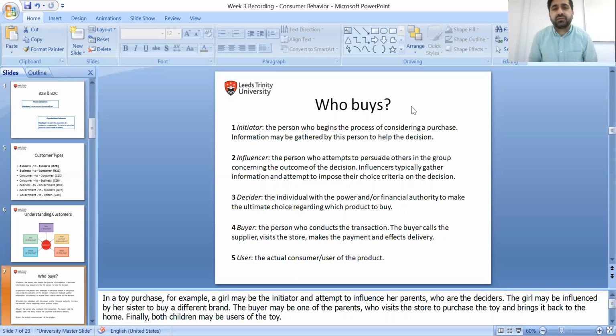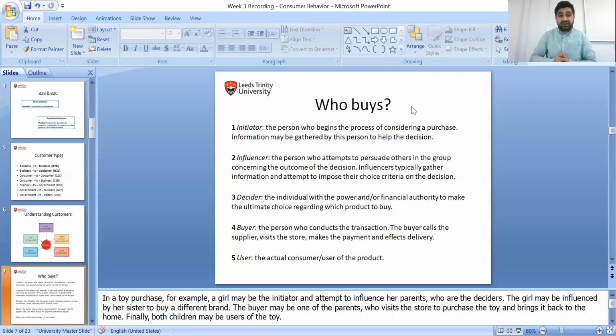Then, who buys? First of all, we should know the term buyer. Who is a buyer? We can divide the buyer into five different roles. Initiator: the person who began the process of considering a purchase. He gathers information and then makes decisions accordingly. Influencer: a person who attempts to persuade others in the group concerning the outcome of the decision. The influencer gathers information and attempts to impose that choice criteria on the decision.